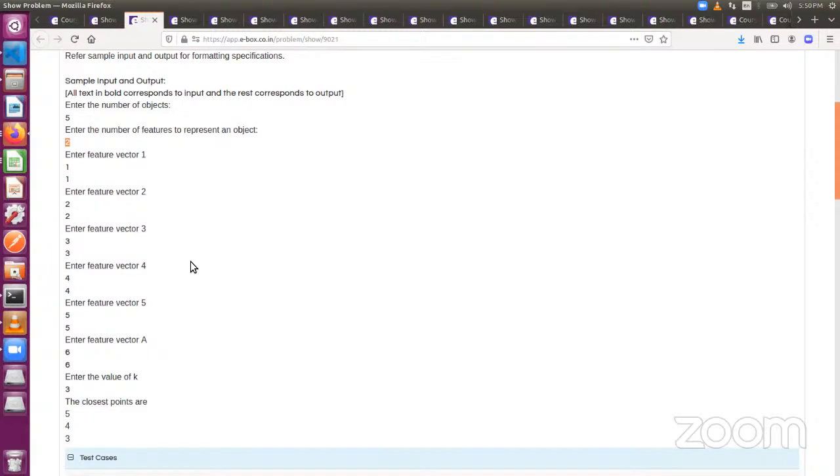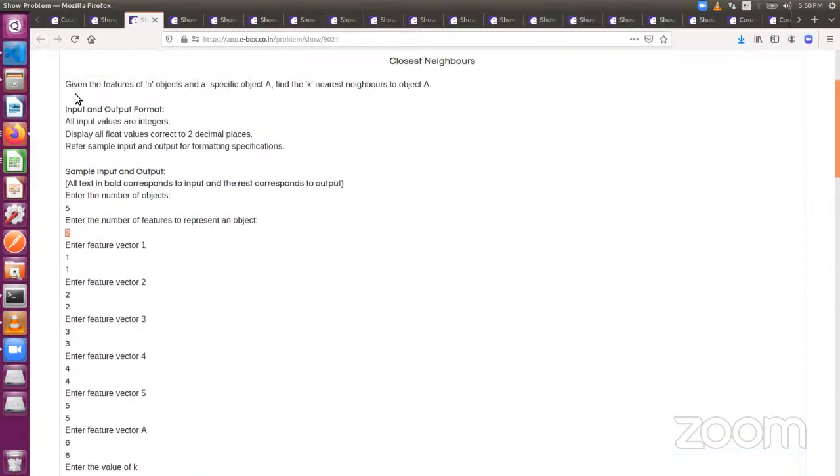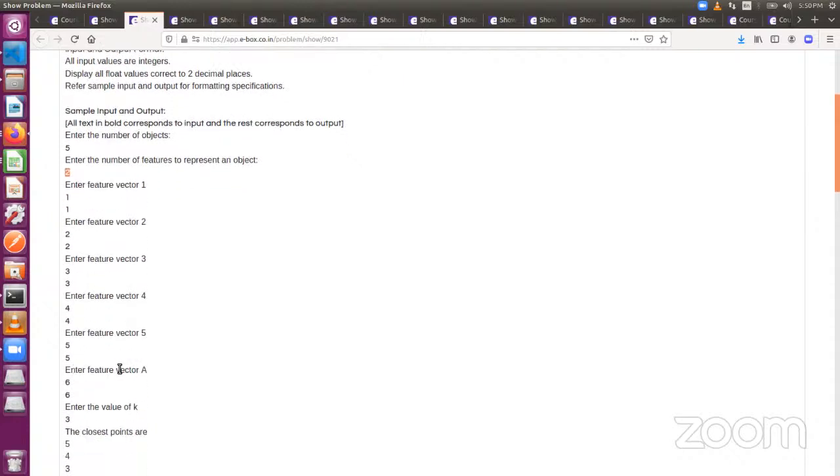Okay, so just forget about that. I'll just repeat the problem. See, the problem is given the features of n objects, okay, and a specific object A, find the k nearest neighbors of that object A. Okay, so here, number of objects is 5, and they're given the number of features also. So now at the last, you can see they are mentioning the feature vector A also. So to this A, you're going to find out what are the nearest values, nearest neighbors.